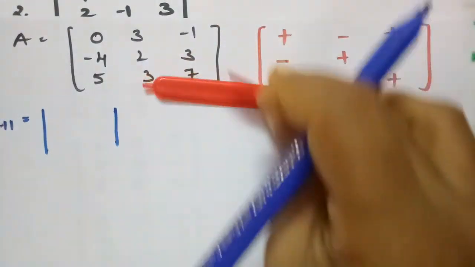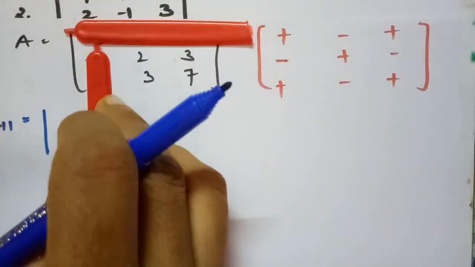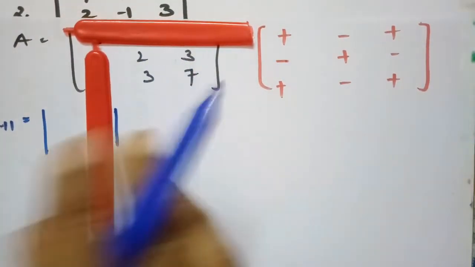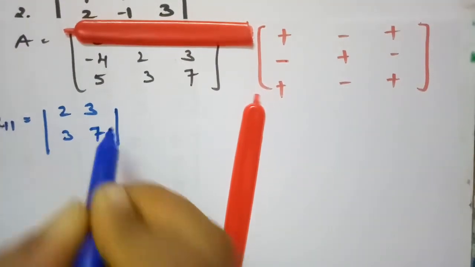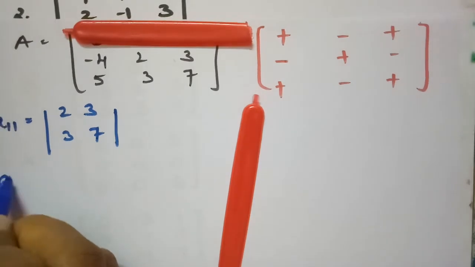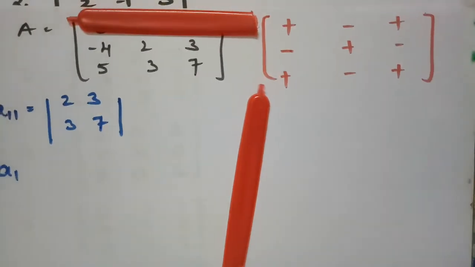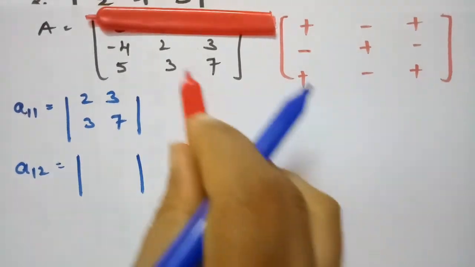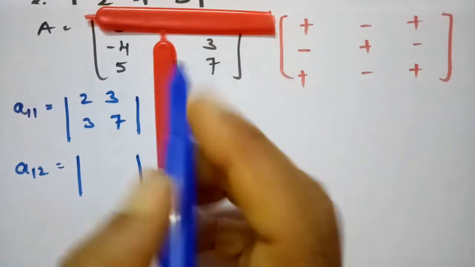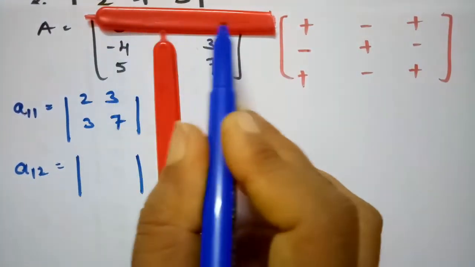So now I'll close this row as well as this column. If I close this, this is 2 3, 3 7. So this is 2 3 and this is 3 7, and the next one, row 1. See here, this is row 1 and column 2. So I have to close the second column and row 1.